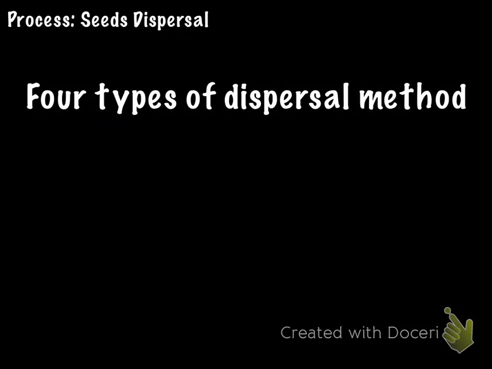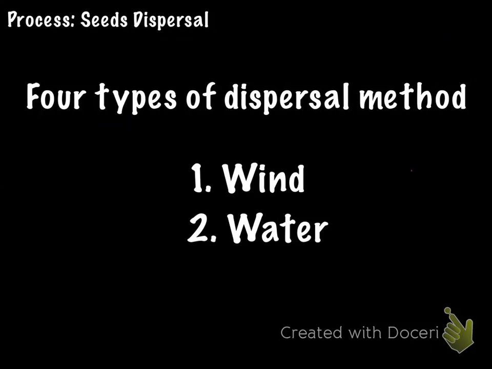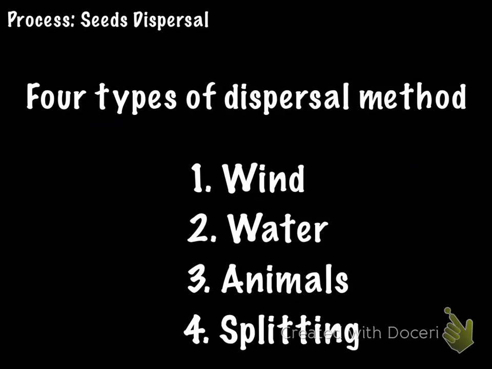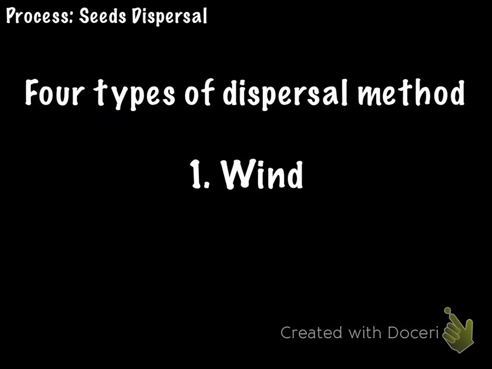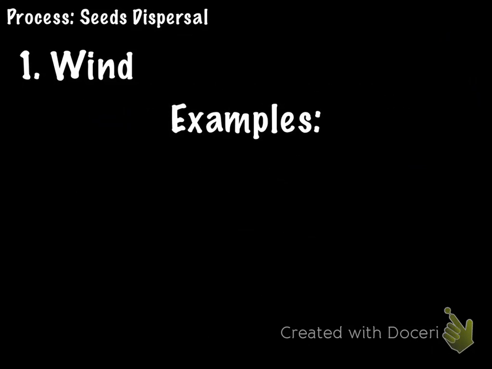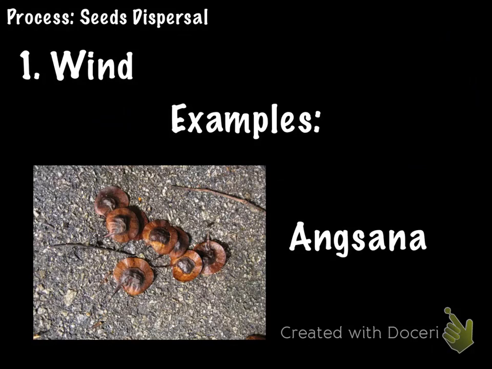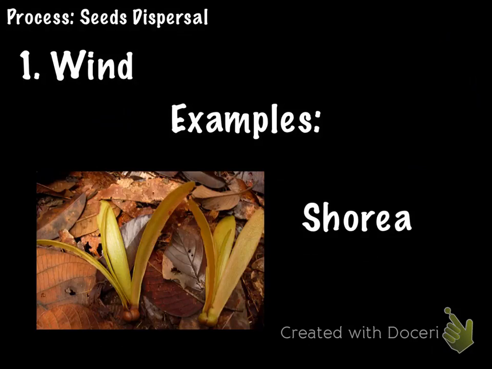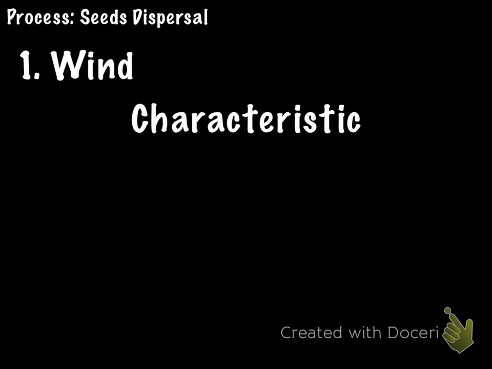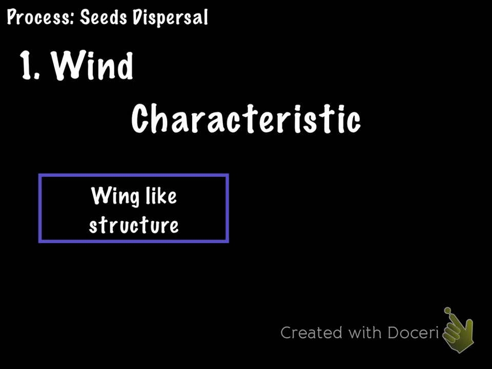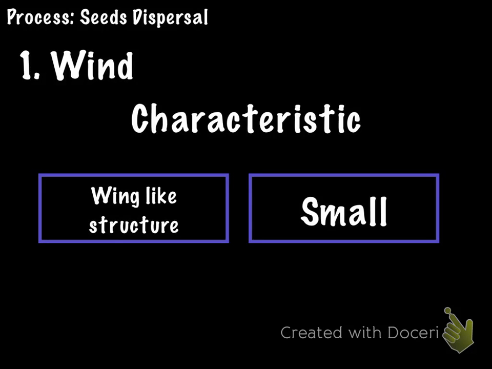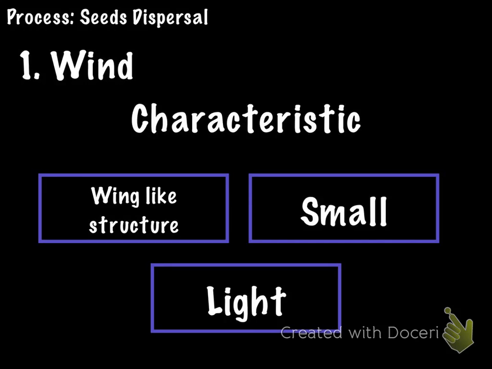Now, there are 4 types of dispersal method. We have wind, we have water, we have animals, and we have splitting. Now, let's take a look at wind. Here are the examples. We have Angsana, we have Lalang, we have Shaurya. Now, what are the characteristics? The characteristics are wing-like structure, small, and it must be light.